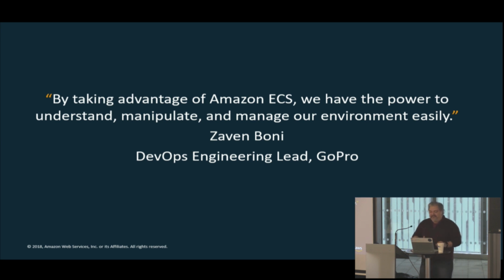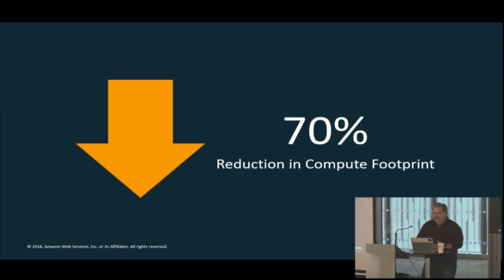GoPro: By taking advantage of Amazon ECS, we have the power to understand, manipulate, and manage our environment easily. So they are constantly experimenting and launching applications out onto ECS, and then routing a little bit of traffic to it and seeing how is it working? Is it slow? Is it fast? Am I getting a lot of errors? Am I not? And then if they need to, they can roll it back. Or they can iterate and continue to roll it forward.